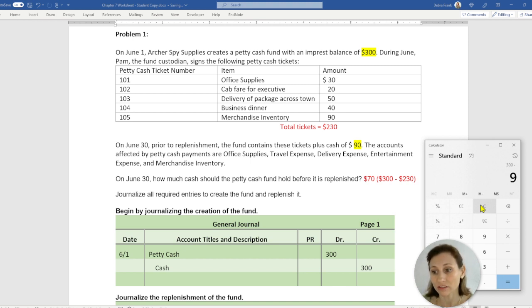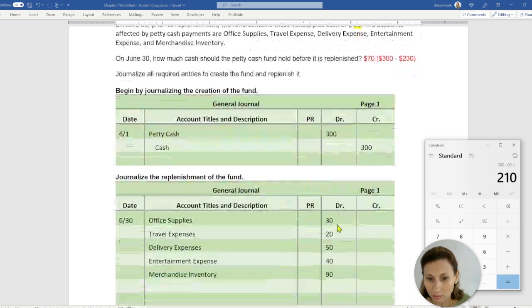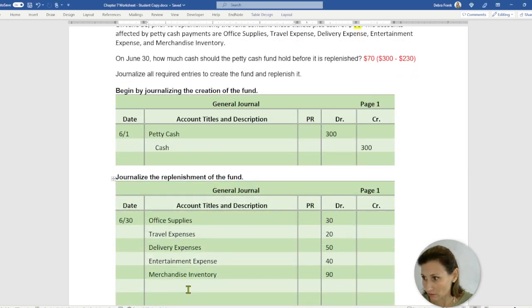Well, 300 minus 90. I need $210 of cash to bring that petty cash fund back to its imprest balance of $300. That little bucket, lockbox, drawer, whatever they have that holds their petty cash. So I'm going to cut a new check for $210. Pam is going to go to the bank, get $210 of cash and put it back in the fund. Now it had $90, and she just added $210, so it's back at its $300 for July 1st.